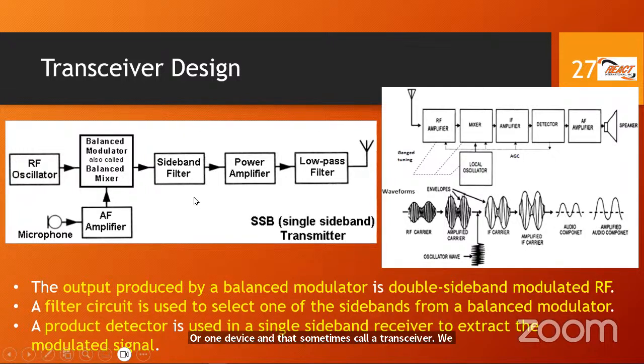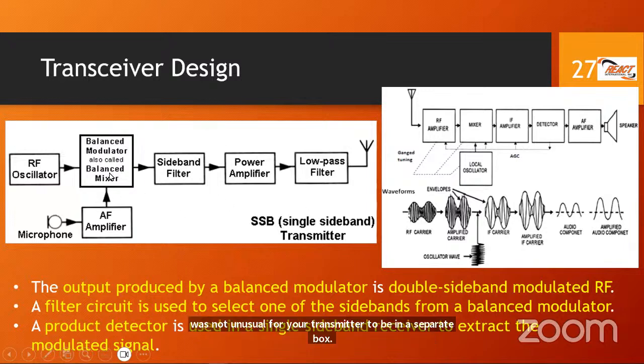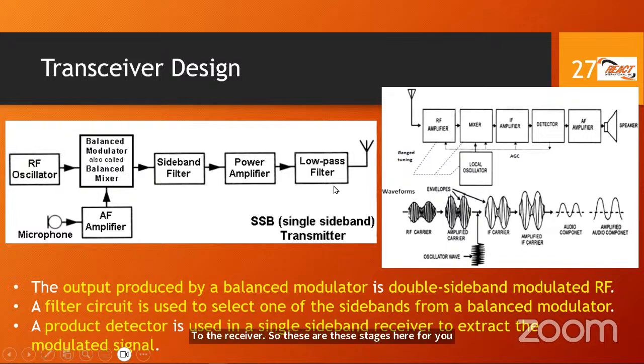But we sometimes take it for granted. Back in the early days of amateur radio, it was not unusual for your transmitter to be in a separate box from the receiver, right? So these are the stages here for you to see. It's simplified. Yes, believe it or not, this is highly simplified for us to understand the various stages of the transmitter and the various stages of the receiver.